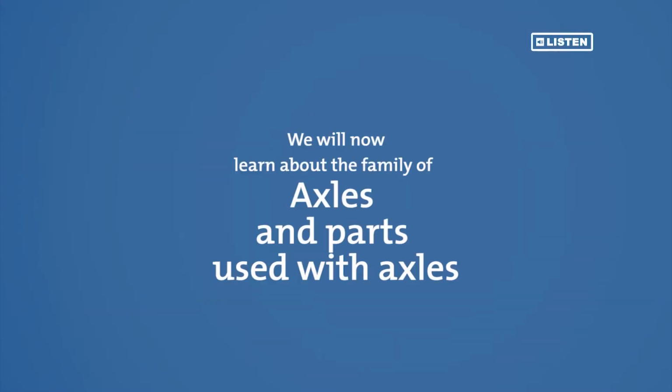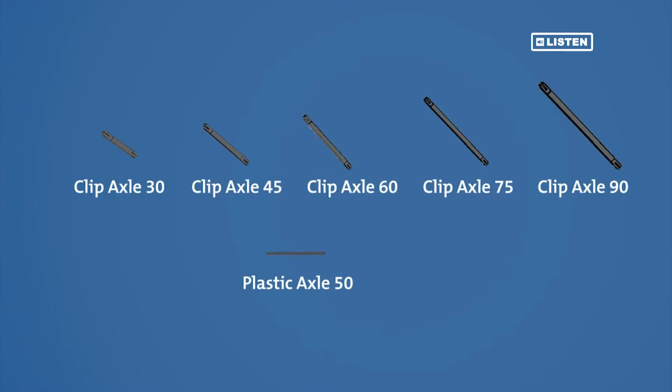We will now learn about the family of axles and the parts that are used with axles. Axles are thin rods used to connect wheels. In the engineering kit, the most commonly used axles are clip axle 30, clip axle 45, clip axle 60, clip axle 75 and clip axle 90. We also have a plastic axle 50.